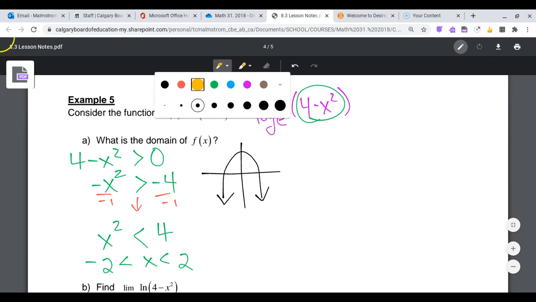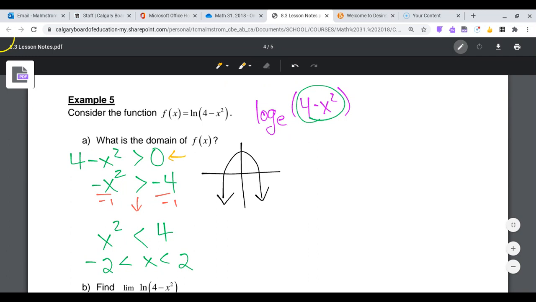So for this part to be true, we need it to be greater than 0. So where are we above the x-axis? It would be between those x-intercepts of negative 2 and 2. How do I know those are my x-intercepts? I could just factor. So (2 minus x)(2 plus x) has to be positive.